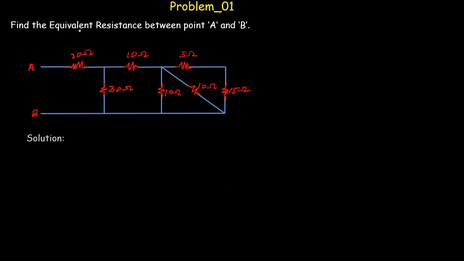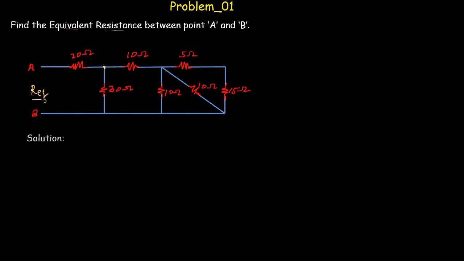So we have already discussed what the equivalent resistance is, and an equivalent resistance between any 2 points is basically a single resistor which shows the resistance of the whole network between these 2 points. So in this question we are asked to find out the equivalent resistance between point A and point B. Now for that, let's analyze this network briefly.